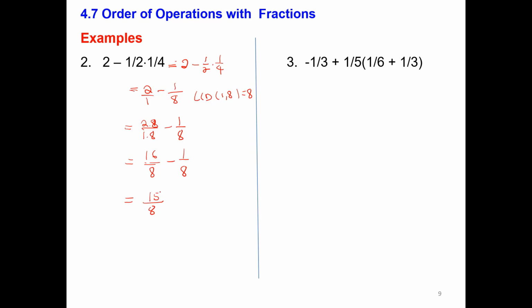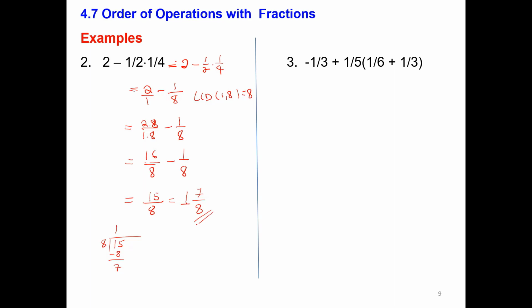Now, because this is an improper fraction, let's change it to a mixed number. 8 goes into 15 one time, and the remainder is 7. Then this will be equal to 1 and 7 over 8. Yes, this will be the answer.